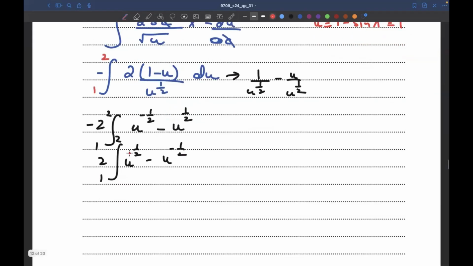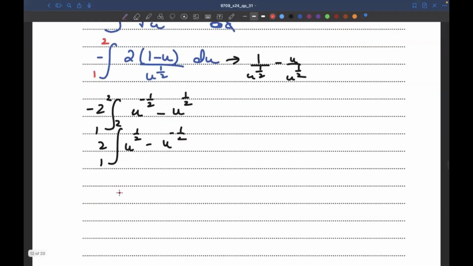Now, integrating this, we'll get u to the power of 3 upon 2 as the power increases by 1, and then we divide by 3 upon 2. So this will be written as into 2 upon 3 minus, the power will increase by 1 over here. So this will become u to the power of 1 upon 2. And when we divide by 1 upon 2, so 2 will be over here. Now, once we have integrated it, we'll apply the limits over here.